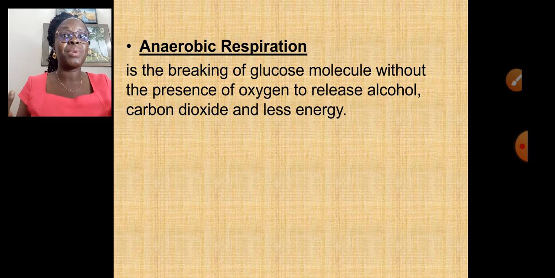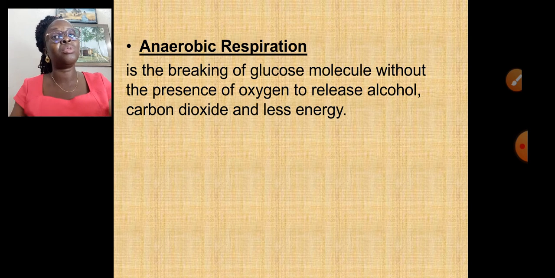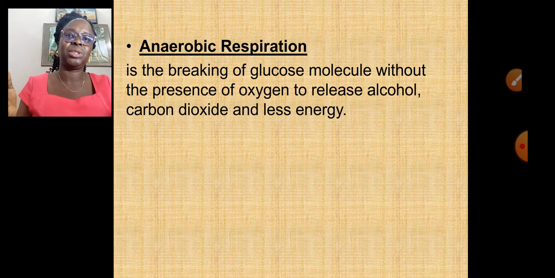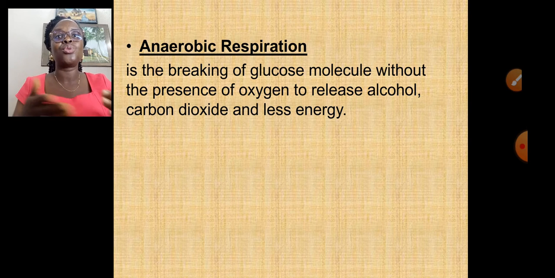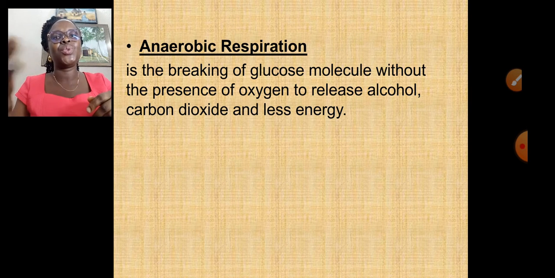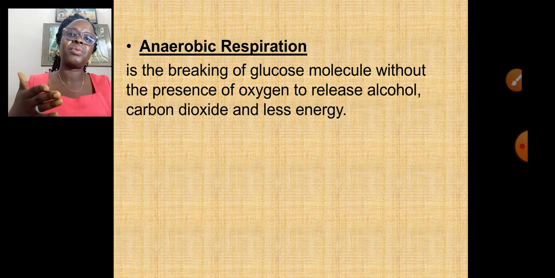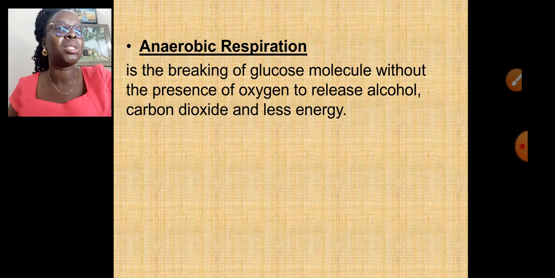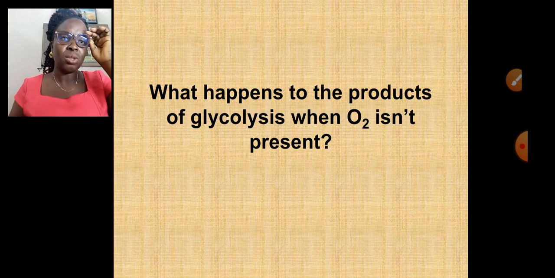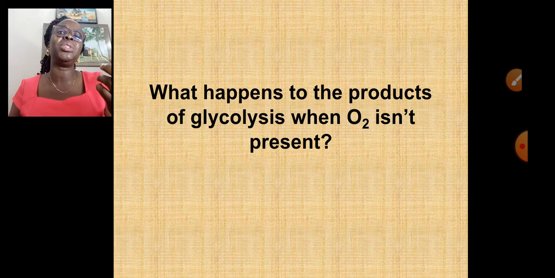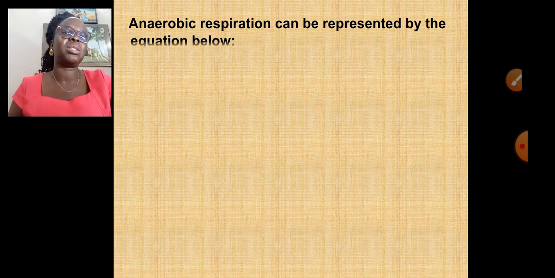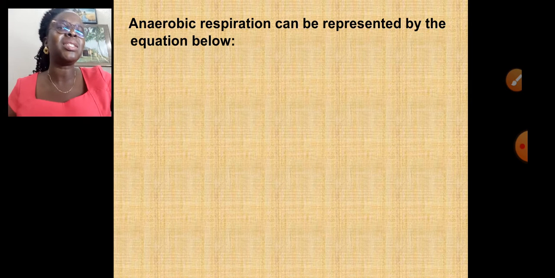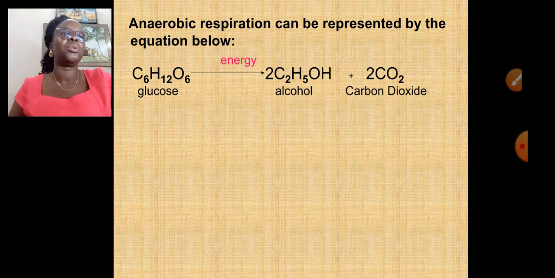So you can actually be asked to differentiate between aerobic and anaerobic respiration, and you could also be asked to state some similarities between aerobic and anaerobic respiration. So I believe that as I'm talking, you can pick one or two points. So what happens to the product of glycolysis, which is pyruvic acid, when oxygen isn't present? Let's see the chemical equation below.